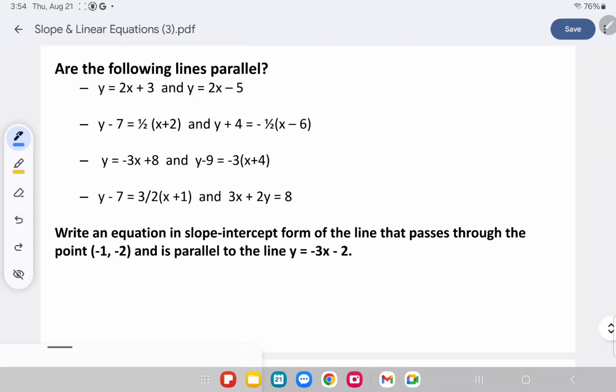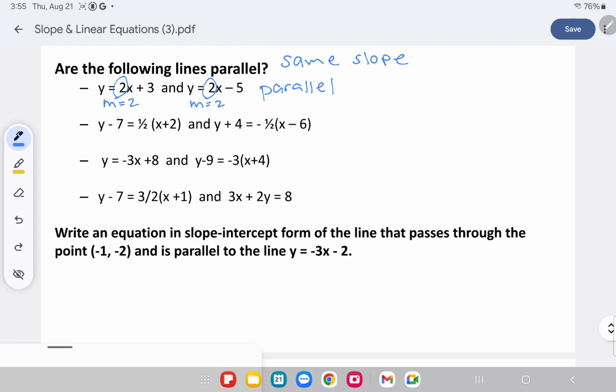Next, we're going to add in parallel and perpendicular into it. Parallel lines have the same slope. So to determine whether or not these are parallel, we're going to check to see whether or not they have the same slope. So in this first example, we have a slope of 2. This is written in slope-intercept form, so we can clearly see that. And this one's also written in slope-intercept form, so that one has a slope of 2. So these are parallel.